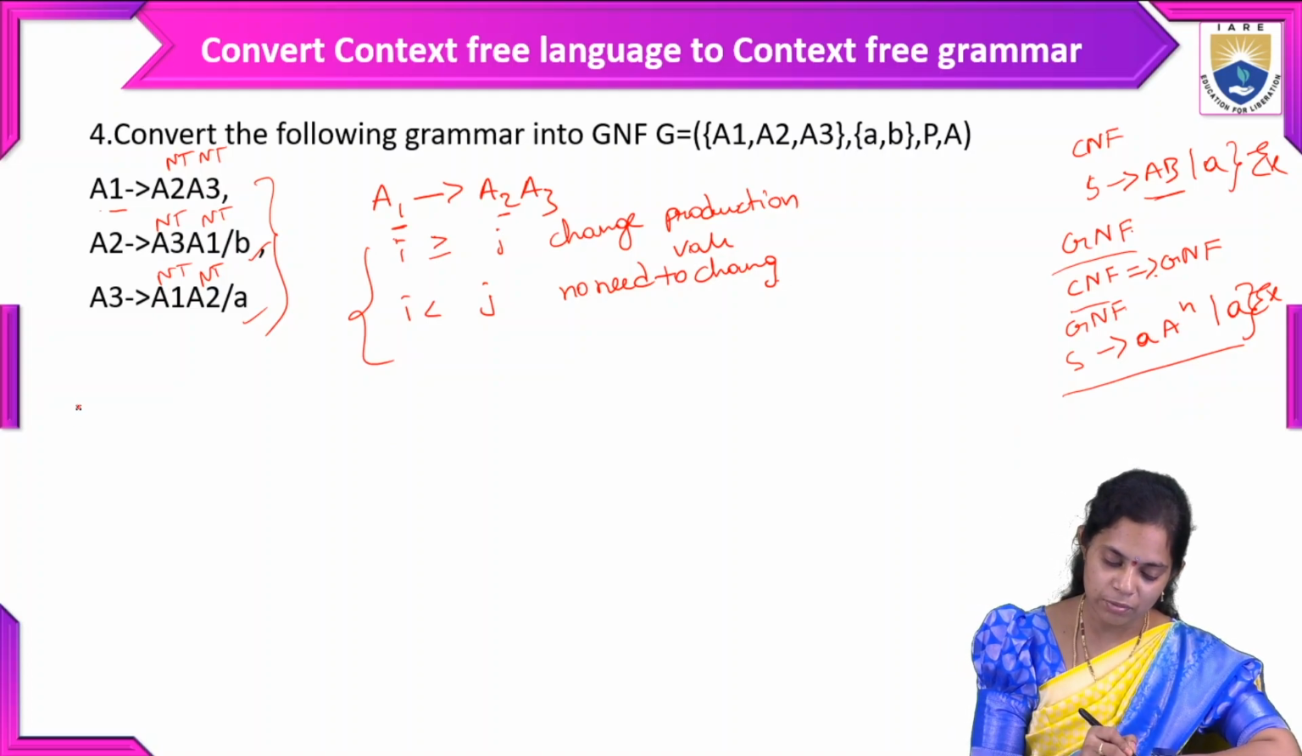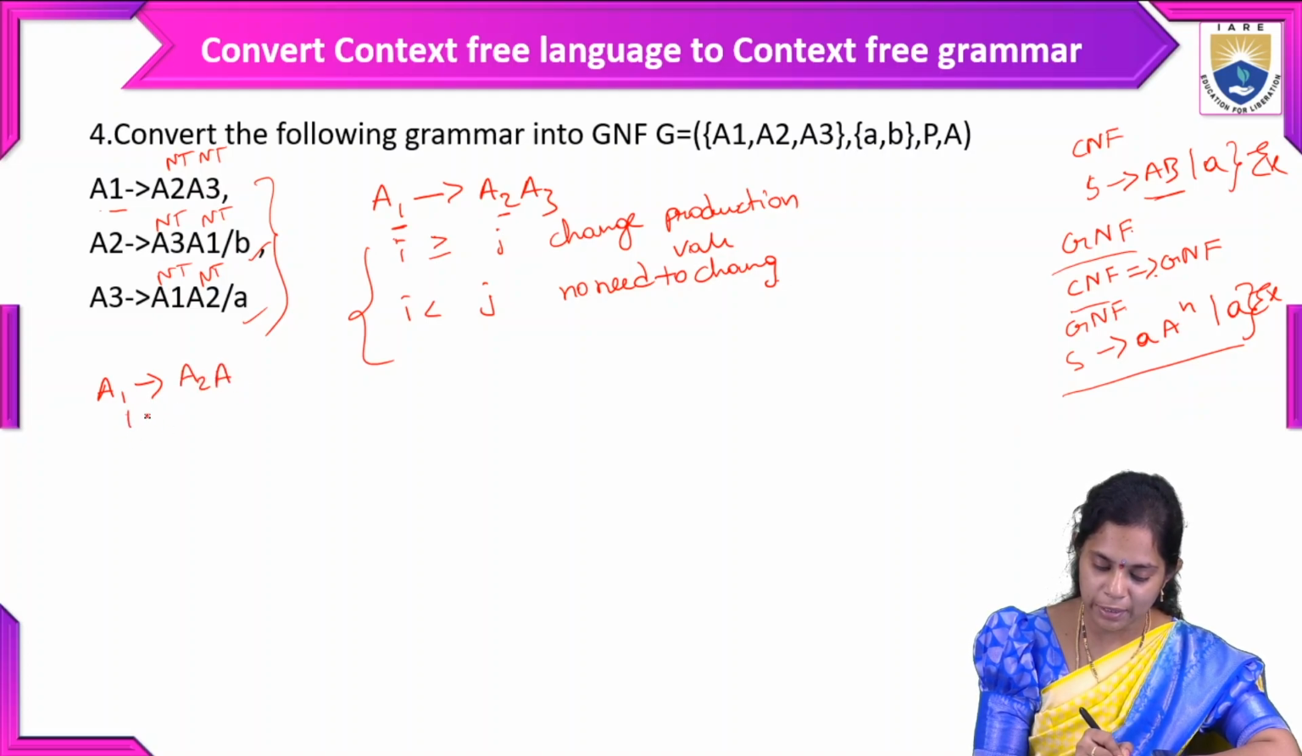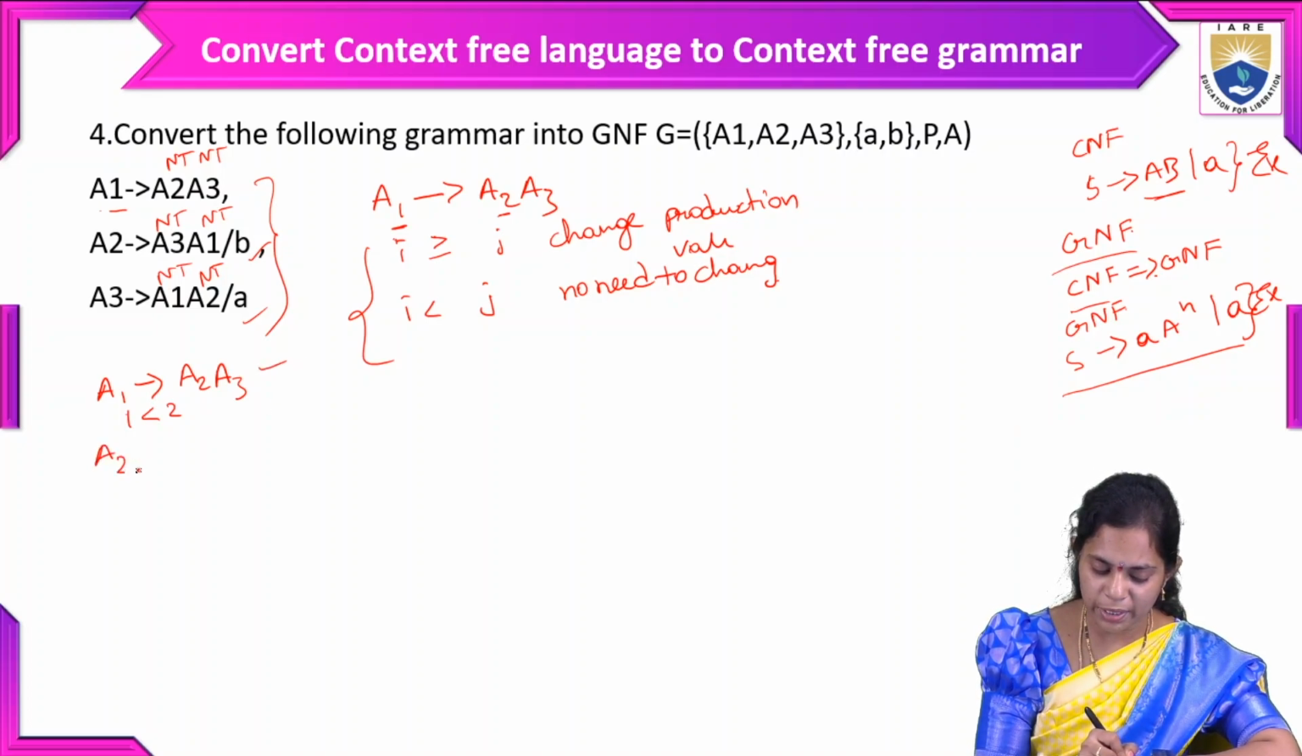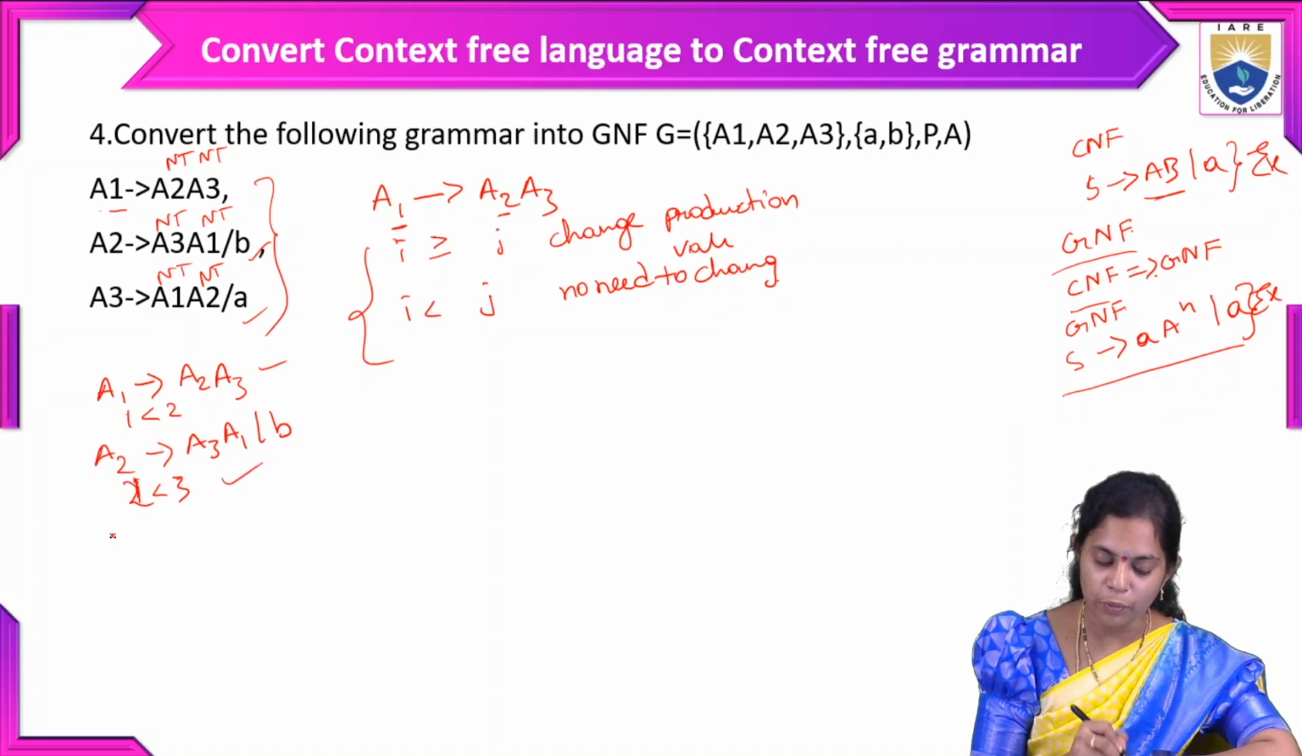First we will take A1 tends to A2 A3. Here 1 is less than 2, so this condition is satisfied and I am not changing anything. Coming to the second equation, A2 tends to A3 A1 and terminal B. So this is 2 less than 3, so this is also satisfied. No need to change for now.